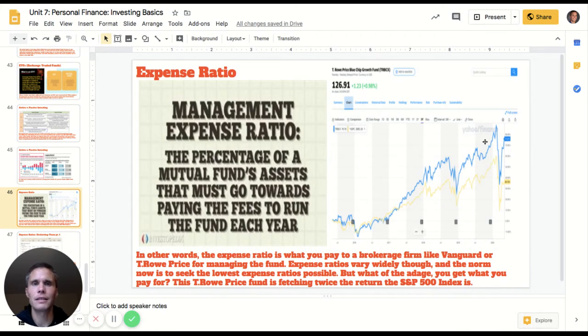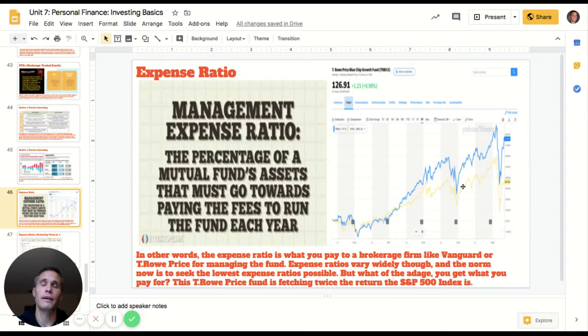But, and this is a key thing to keep in mind, I can own this S&P 500 fund for an expense ratio of 0.04%, whereas this mutual fund is 0.77%, meaning I am paying 19 times more for the fund managers managing this T. Rowe Price mutual fund than I am for this S&P 500 index fund.